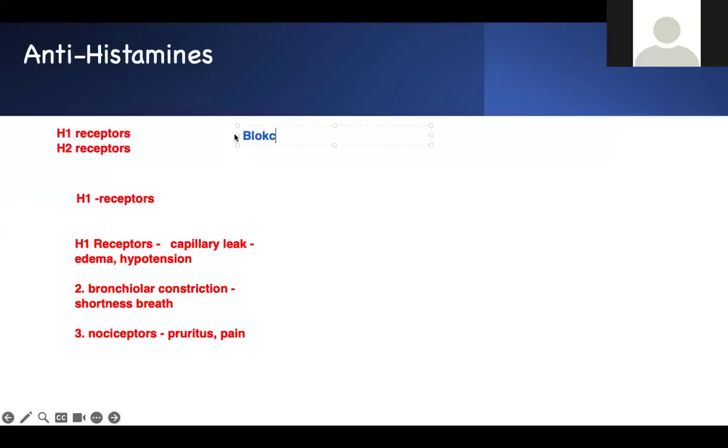So when you have blockage of these receptors, you're going to have what? Decreased capillary leak. So there's going to be decreased leakage, so less edema. You're going to have bronchial dilation, right? Bronchiolar dilation. So that's why we use it in respiratory issues, and you will decrease itching. That's why antihistamine. So we prevent itching. Now, this is the why, where we derive their function.